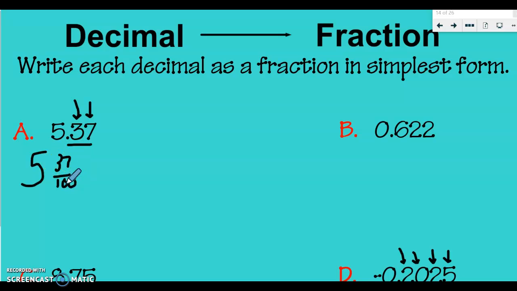And then you're going to see if you can simplify that. 37 happens to be a prime number, so that's most simplified right there. So again, you look at the place value, so you have 0.622, thousandths, because that's a 10th, 100th, and thousandths. So you're going to put 622 over the last place value, which is thousandths. So 622 over 1,000.